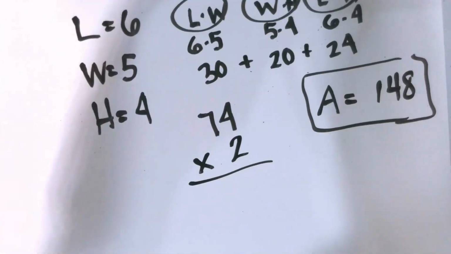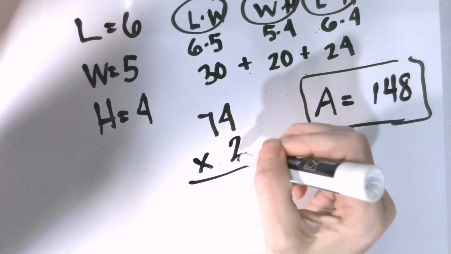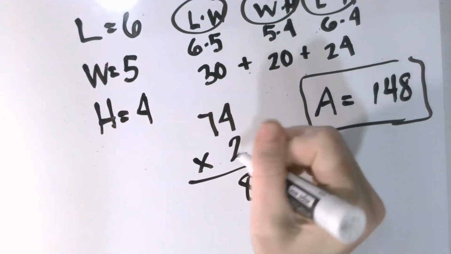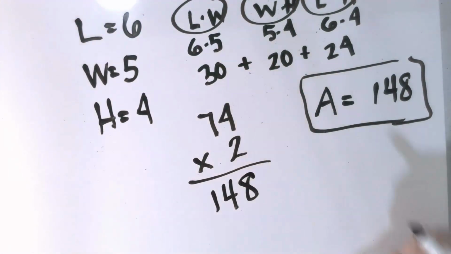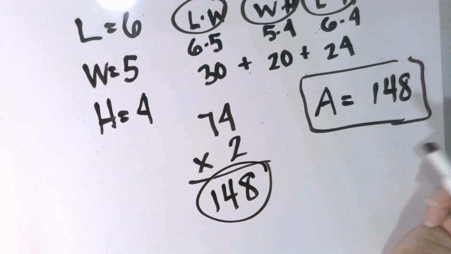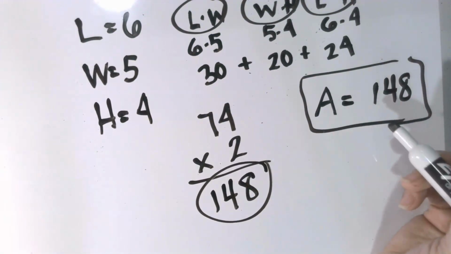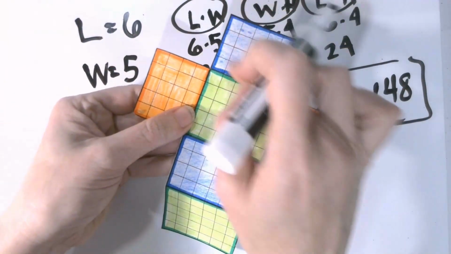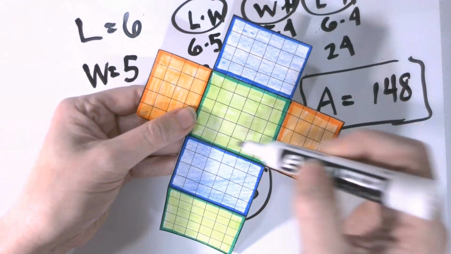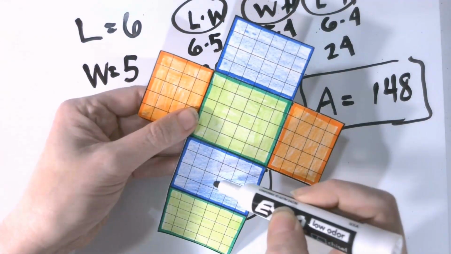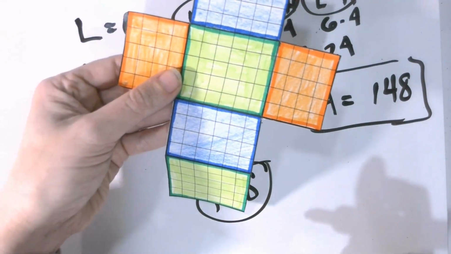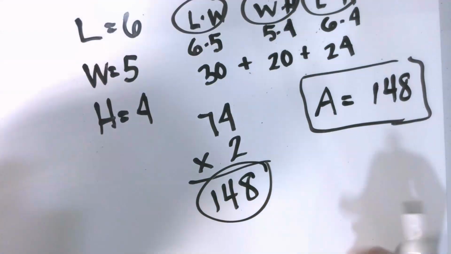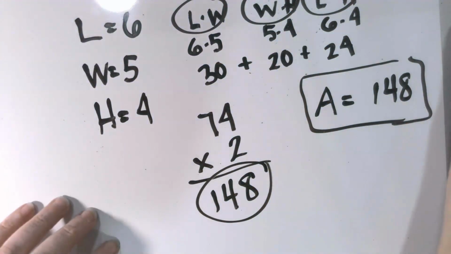So now 4 times 2 is 8, 7 times 2 is 14, and look what I got. I got 148. I got the same thing that I got by individually doing each one of these areas, length and width, length and width, length and width. Okay? So let me kind of recap that for you.